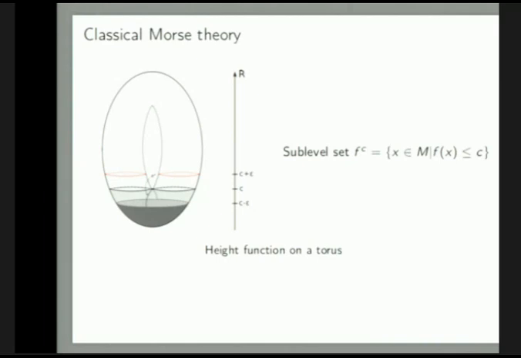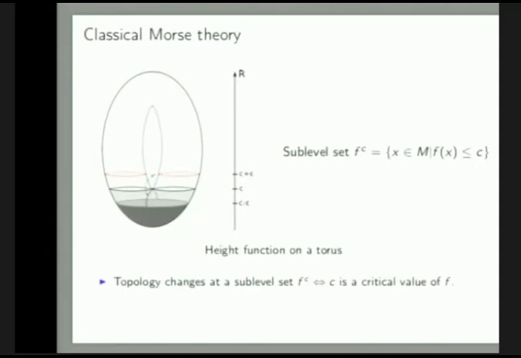As you can see, if you look at the sublevel set of c minus epsilon, it looks like a disk, which you can shrink to a point. It's homotopy equivalent to a point. Whereas the c plus epsilon sublevel set is a cylinder, so it has the homotopy type of a circle, and the change happens exactly at the critical point, which is c. So here, at point c, you have a saddle.